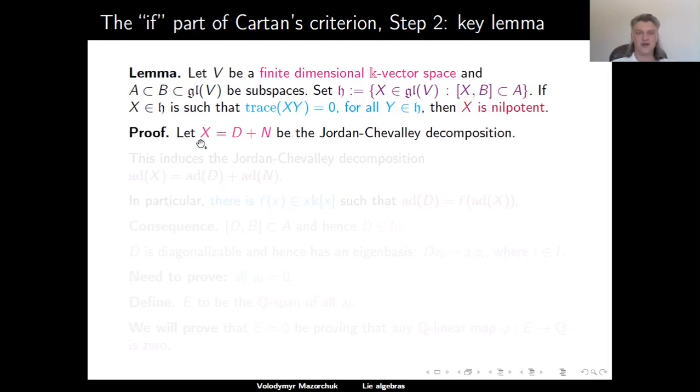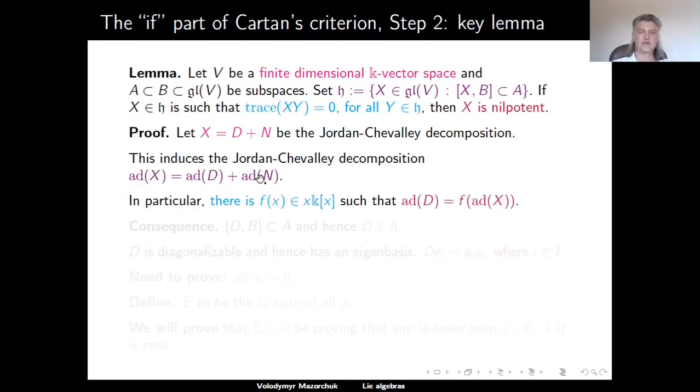Consider the Jordan-Chevalley decomposition for X. X is equal to D plus N. D is diagonalizable. N is nilpotent. D is a polynomial in X. N is a polynomial in X. D and N commute. So this induces the Jordan-Chevalley decomposition for the adjoint linear operator of X. So the adjoint linear operator of X is given as a sum of the adjoint linear operator of D plus the adjoint linear operator of N. Again, ad D is semi-simple, ad N is nilpotent, and they both are polynomials in ad X and commute.